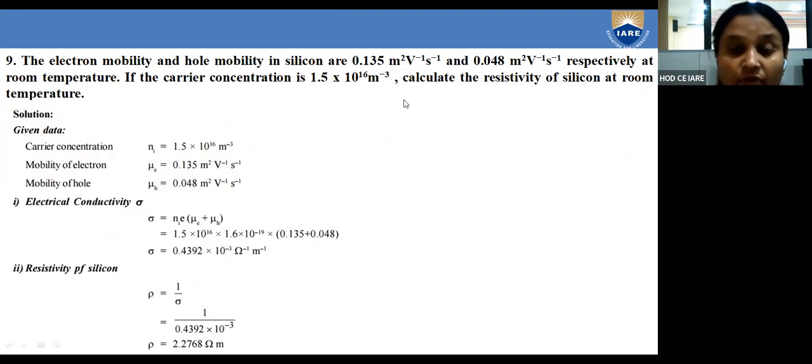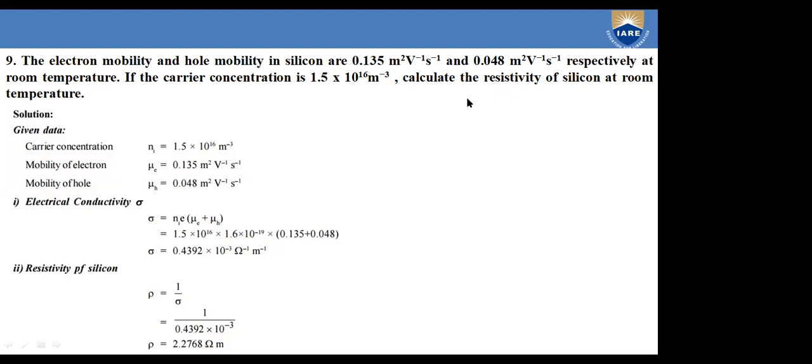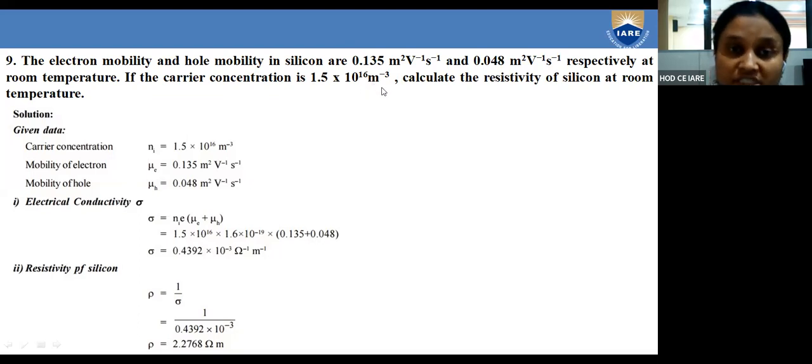What is the unit for Hall coefficient? Unit for Hall coefficient is meter cube per coulomb. But coming to mobility, what is the unit? Meter square per volt second. And what is the value of hole mobility? It is 0.048 meter square per volt second respectively. And if carrier concentration is 1.5 into 10 power of 16, we need to find resistivity of silicon at room temperature. So this is a completely new problem. So we just copy the question, then we'll go through the solution. Okay, students, all of you start copying fast.